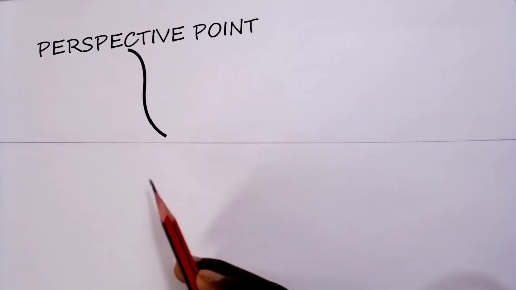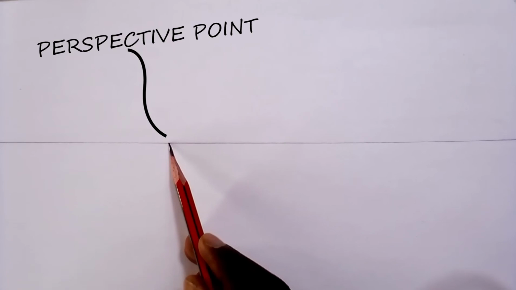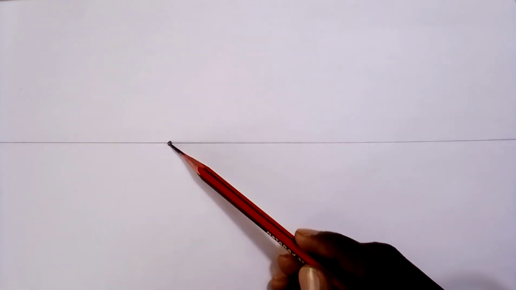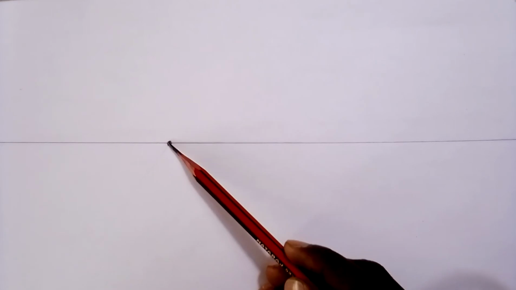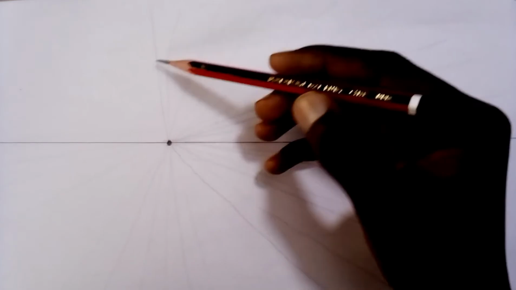Also, there is a point, and the point is also called a perspective point. Today we are learning one-point perspective, and these points can be more than one, but today we're learning one-point perspective. Stay tuned for other point perspectives. As you can see, in that point there are some lines leading toward the point. Those lines are called the vanishing lines.